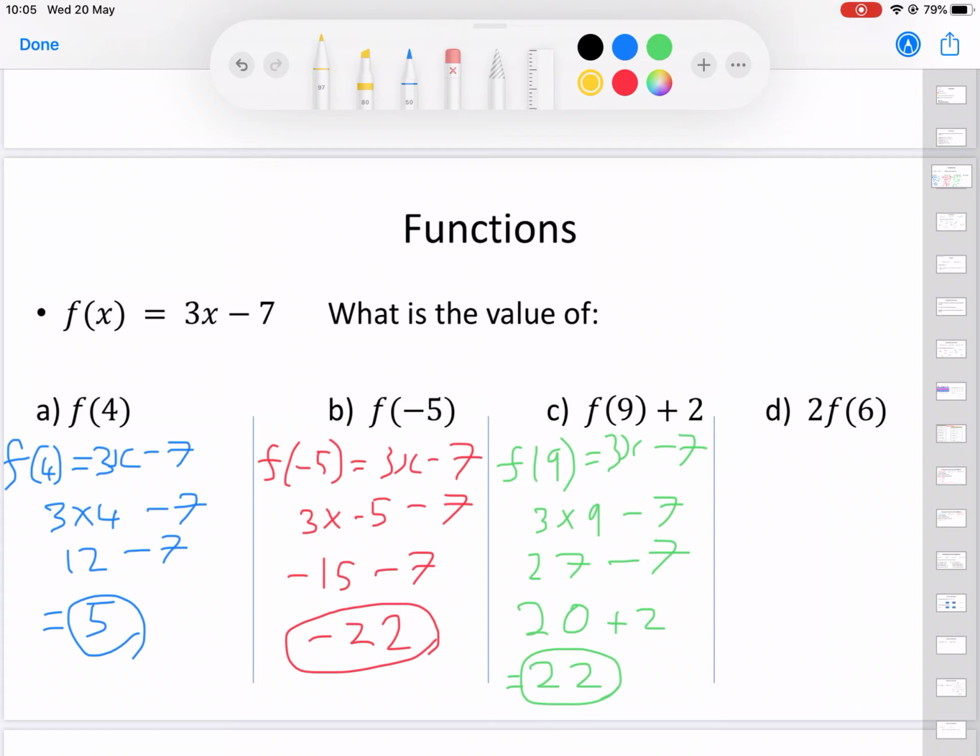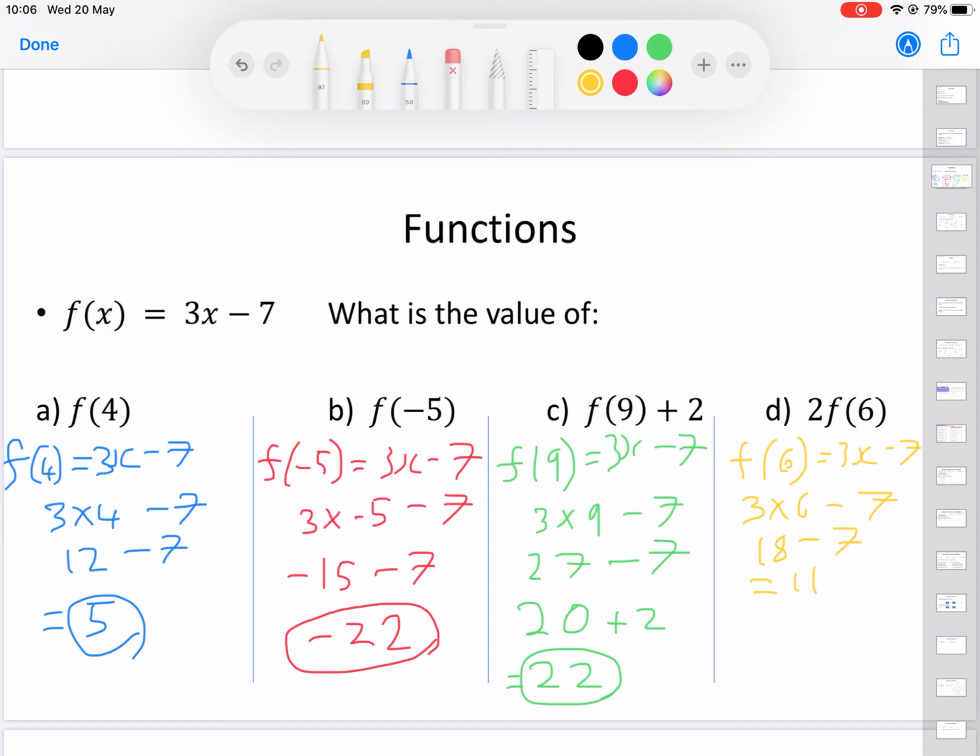And the final one, 2f of 6. Okay, so again, I'm going to leave that 2 till the very end. That just means we've got 2 lots of this function, so I'm just going to leave that till the very end. So I'm going to treat it as f of 6 equals 3x minus 7. So I'm going to do 3 times 6 and then minus 7. So 3 times 6 is 18, minus 7.